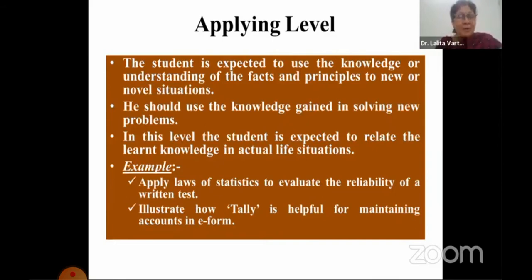For example, for a researcher, apply the laws of statistics to evaluate the reliability of a written test, or illustrate how Tally is helpful for maintaining accounts in e-form. Now here the student is trying to apply whatever has been learned in theory, in the lectures, in the classroom sessions, to the actual field when he or she starts working.